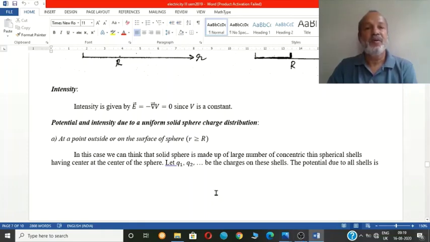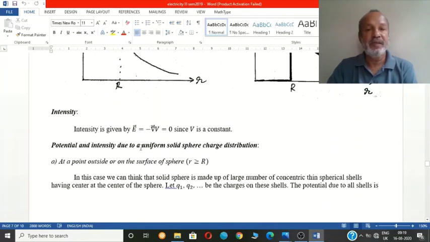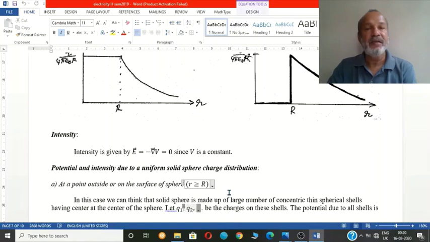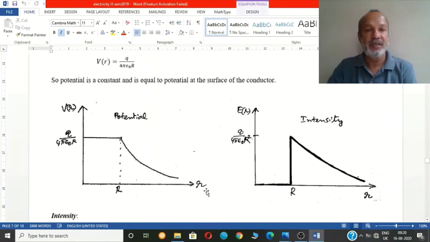Today I will discuss the potential due to a solid sphere charge distribution. In a uniform solid spherical charge distribution, the charge is distributed throughout the volume of the sphere, not on the surface. Here we are applying the result from the potential due to a shell charge distribution. So let us see what the potential due to a shell charge distribution is.